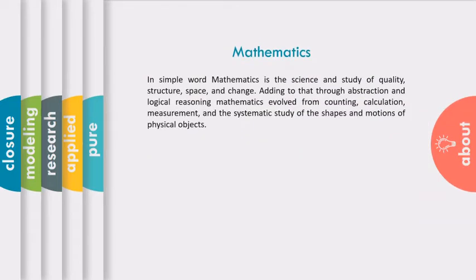Mathematics. I am not going to define mathematics in very big words. In simple words, I am telling you, mathematics is the science and study of quantity, structure, space, and change. Adding to that, through abstractions and logical reasoning, mathematics evolved from counting, calculations, measurement, and the systematic study of shapes and motion of physical objects. So this is basically what mathematics is.